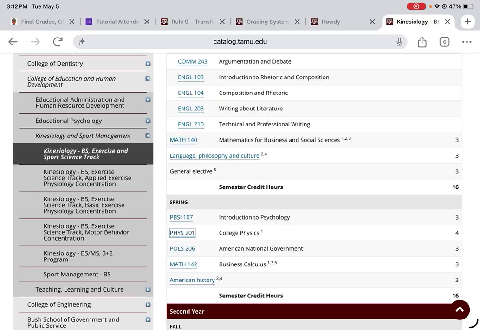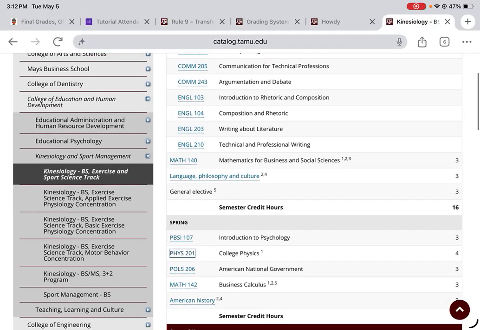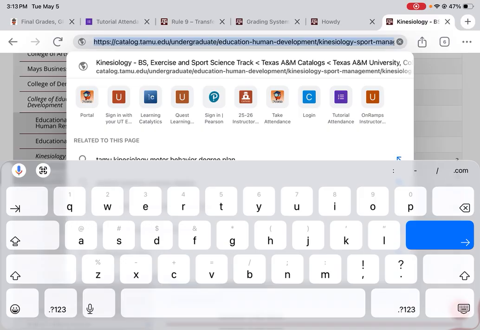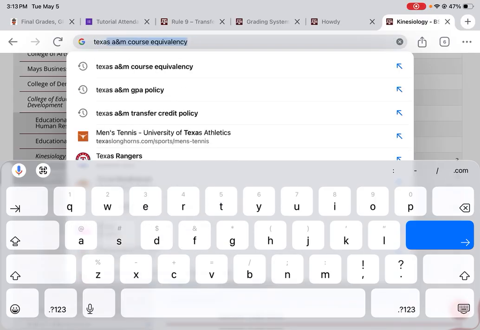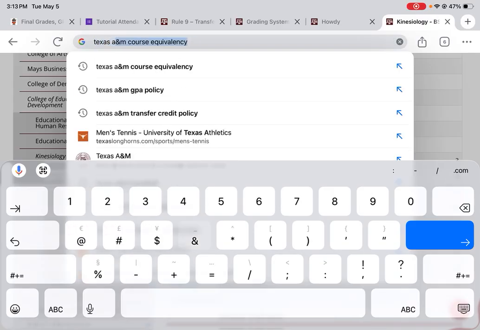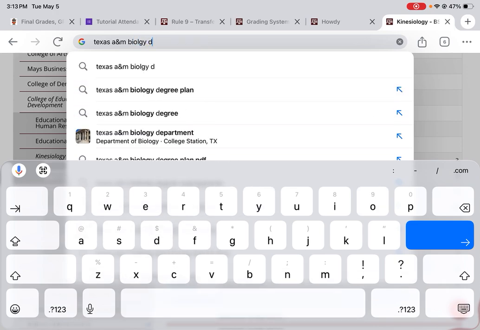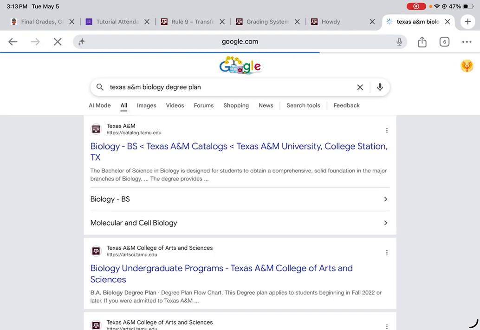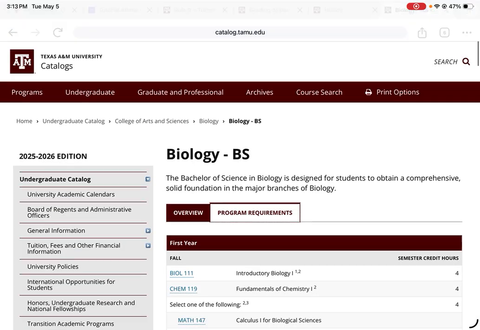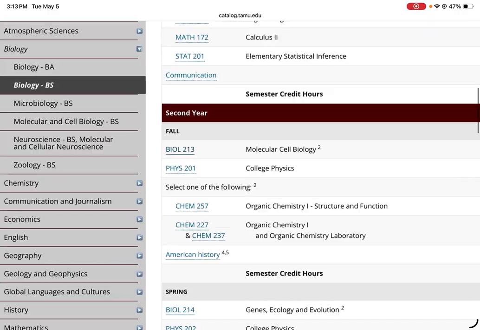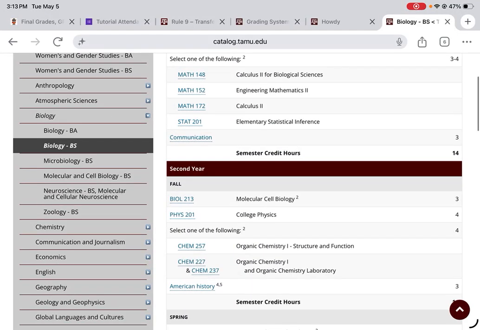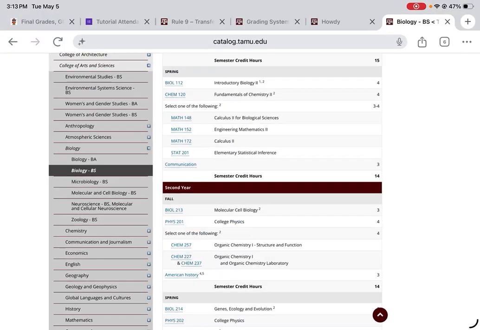It's specifically in the degree plan. Another example would be if I want to do biology at Texas A&M. So Texas A&M biology degree plan. All right, program requirements, right, it's also in here. So biology majors at Texas A&M have to take this class as well.